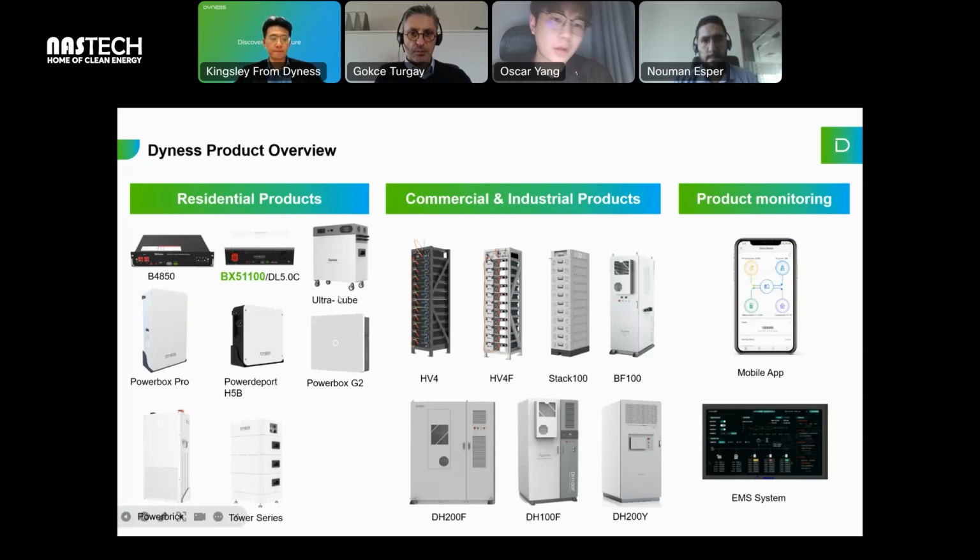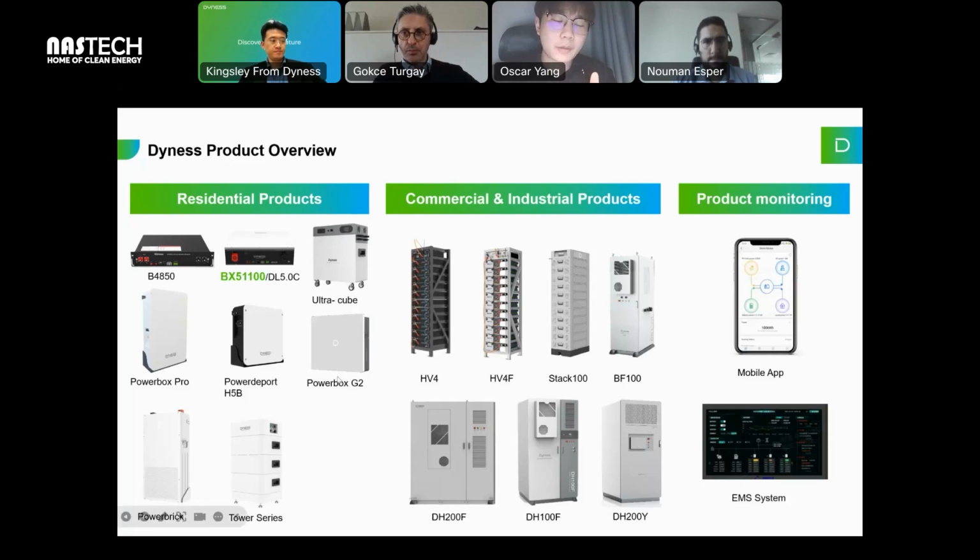This one is Ultra Cube. This is an all-in-one box with a 2.4 kilowatt inverter and 4.8 kilowatt hour battery. And this one is good for the outdoor situation. These two are also for the outdoor situation. This is 10 kilowatt hour and this is 5 kilowatt hour, both with 0.5C for C rate.